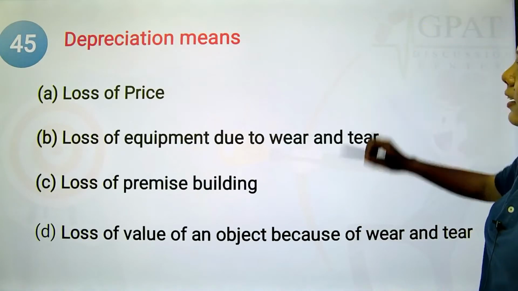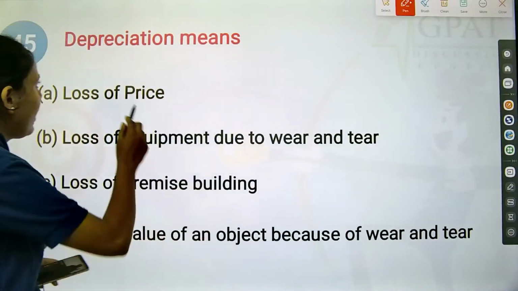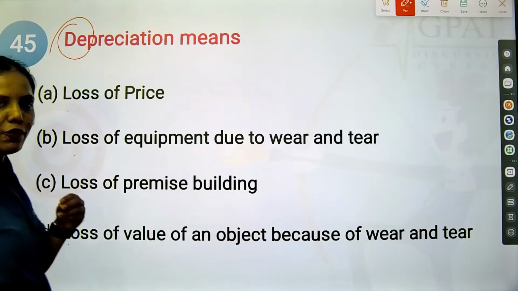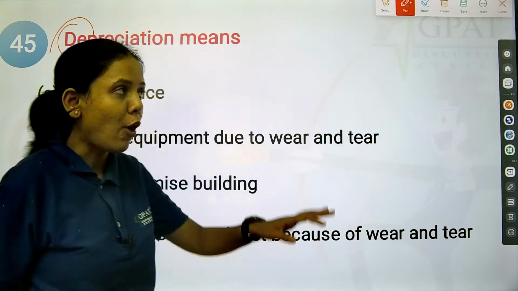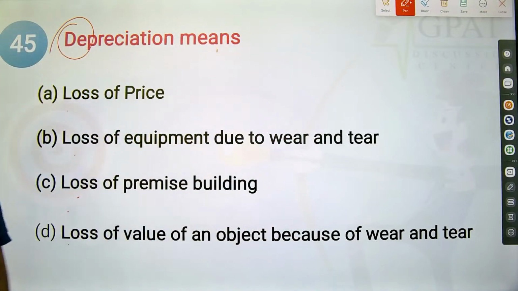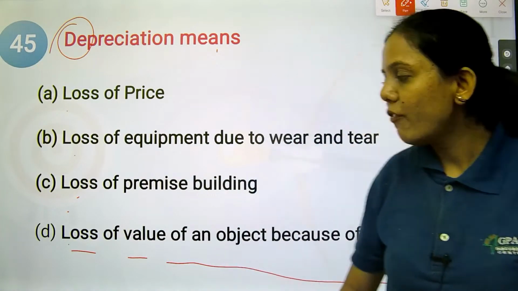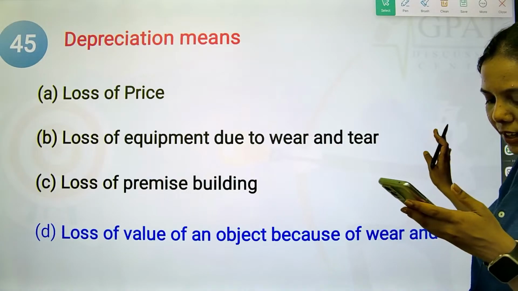Next is depreciation. Now this prefix itself tells you there is something declining, right? But in all of the options it is given: loss of price, loss of equipment, loss of premise, loss of value. The questions from pharmaceutical management are very straightforward. There's no logic like from this you can identify, right? But if you see, that is nothing but loss of value of an object because of wear and tear, right? Loss of value of an object because of wear and tear. Option D, 45 is the right answer.